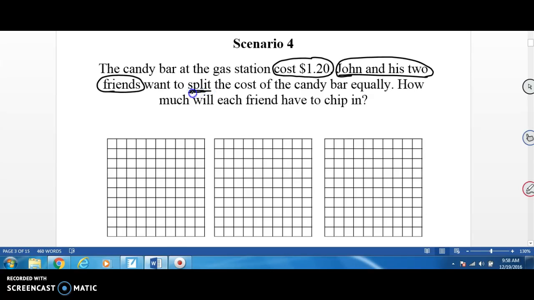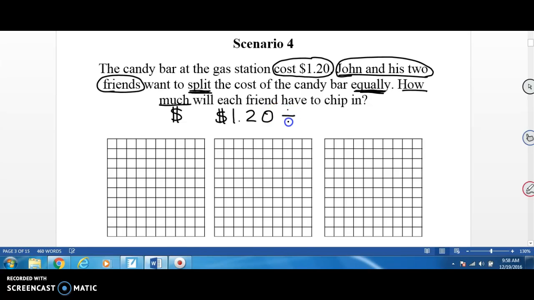So again, we're splitting something, and it says equally. How much, which leads me to believe that my answer is going to be in money, will each friend have to chip in? So who can tell me what my horizontal problem would be? Gabe. 1 2/10 divided by 3.